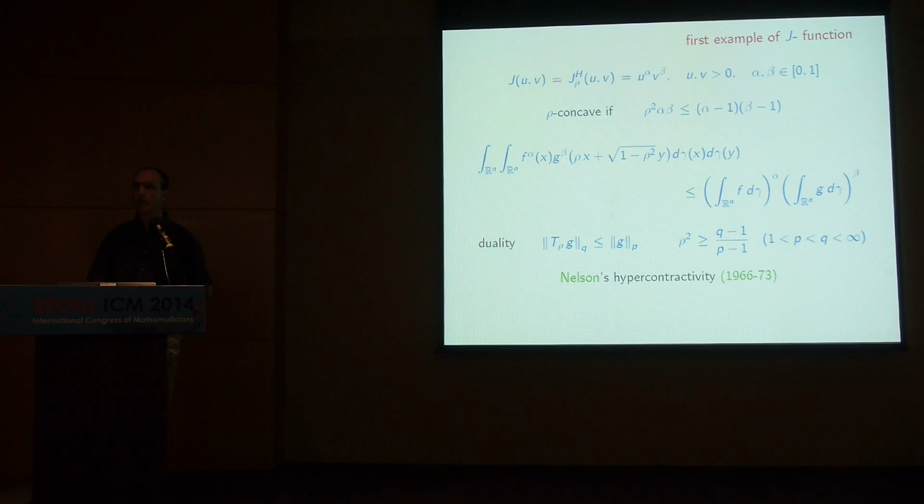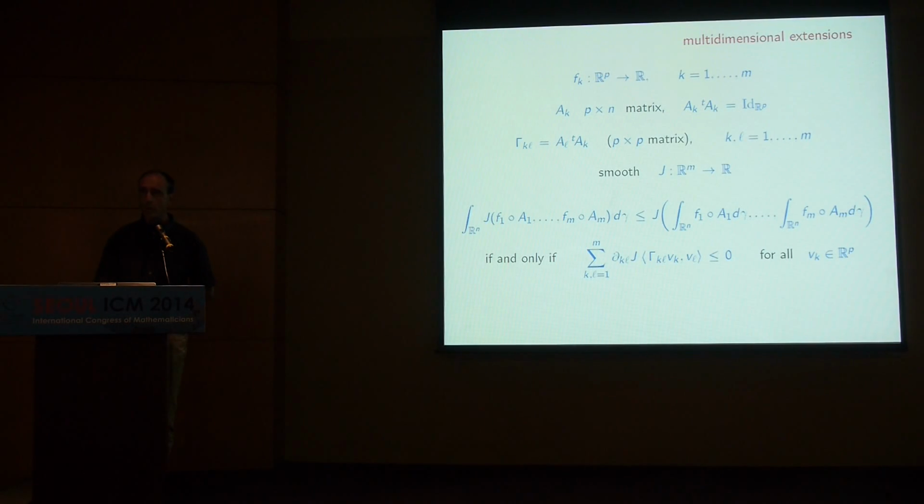So there are various multidimensional extensions of this result. Let me just go very briefly over the next 3 slides. This is a multidimensional version of what we just saw, with a function J which is arbitrary but of m coordinates, and then you get a condition which is the analog of the rho concavity.